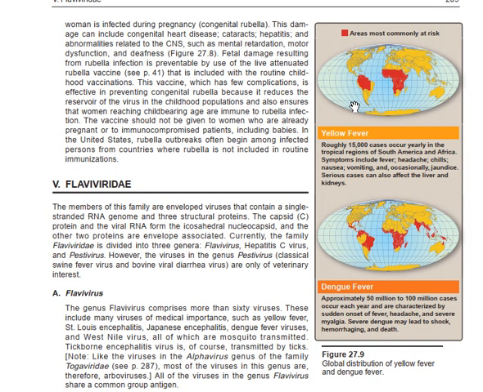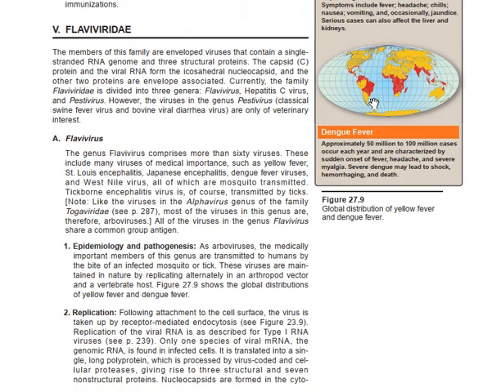So we have symptoms that include fever, headache, chills, vomiting. Occasionally you have jaundice. So you see that these symptoms are typically the same as hepatitis A. Serious cases can also affect the liver and the kidney. So yellow fever is similar to hepatitis A, but the difference is that you are not going to see hepatitis A antibodies or identify hepatitis A RNA, but you are instead going to identify the yellow fever RNA. So here we have dengue fever.